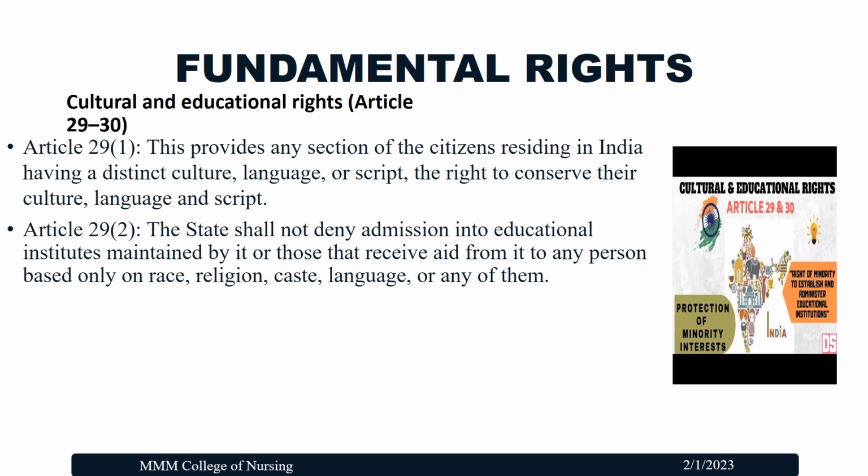Article 29 again. This provides any section of the citizens residing in India having a distinct culture, language, or script the right to conserve these cultures, language, and script. And the state shall not deny admission into educational institutions maintained by it or those that receive aid from it to any person based only on race, religion, caste, language, or any of them. So in any case they should not be denied any service they can get from government.